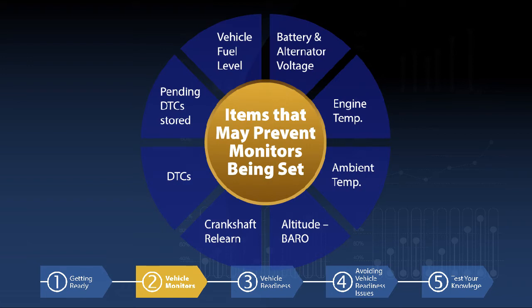Items which may prevent a monitor from being set include the battery or alternator voltage, the engine temperature, the ambient temperature, the altitude or barometric pressure, the crankshaft relearn, the diagnostic trouble codes, any pending DTCs stored in the system, or the vehicle's fuel level. Generally, it is recommended that the vehicle have between 1/4 and 3/4 of a tank of fuel so that the system can gauge the pressure within the fuel line.